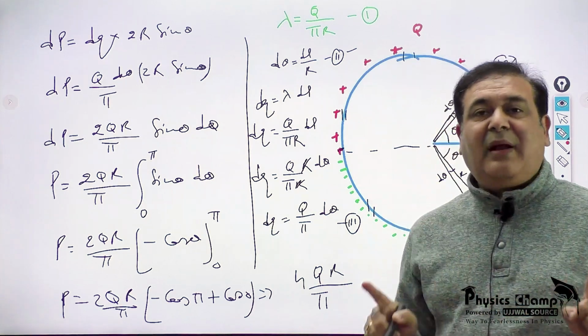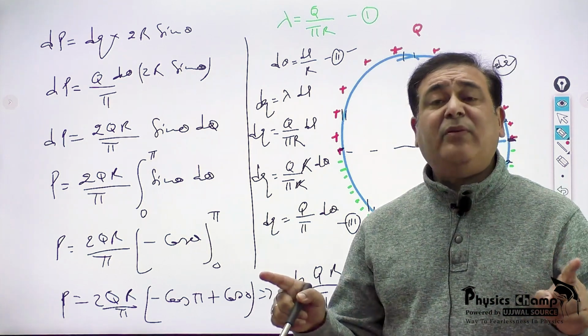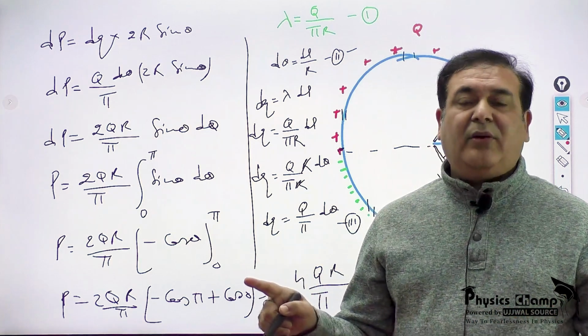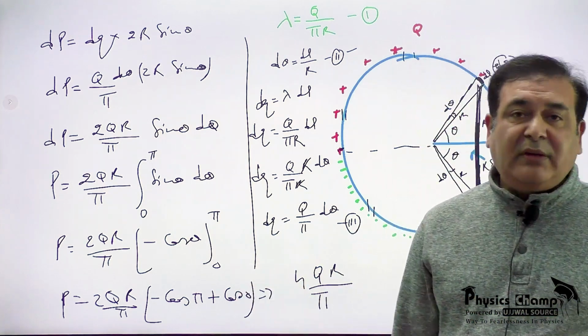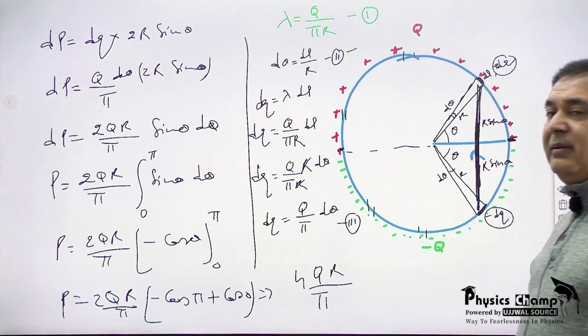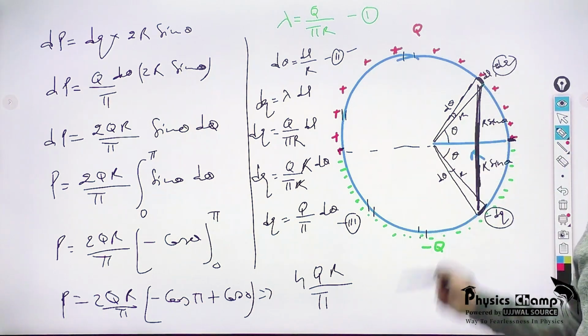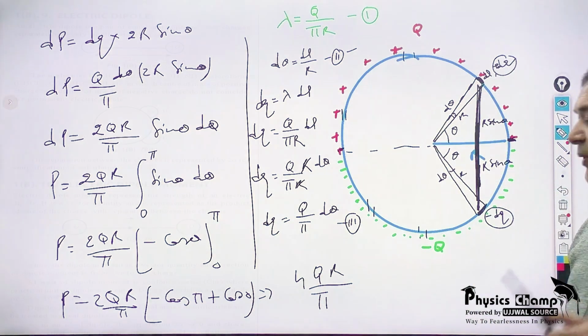So the idea is clear. Dipole moment is one of the charges into the perpendicular distance or the shortest distance between the two charges. And here we have seen, in case of uniform distribution of charge, how to find the dipole moment.